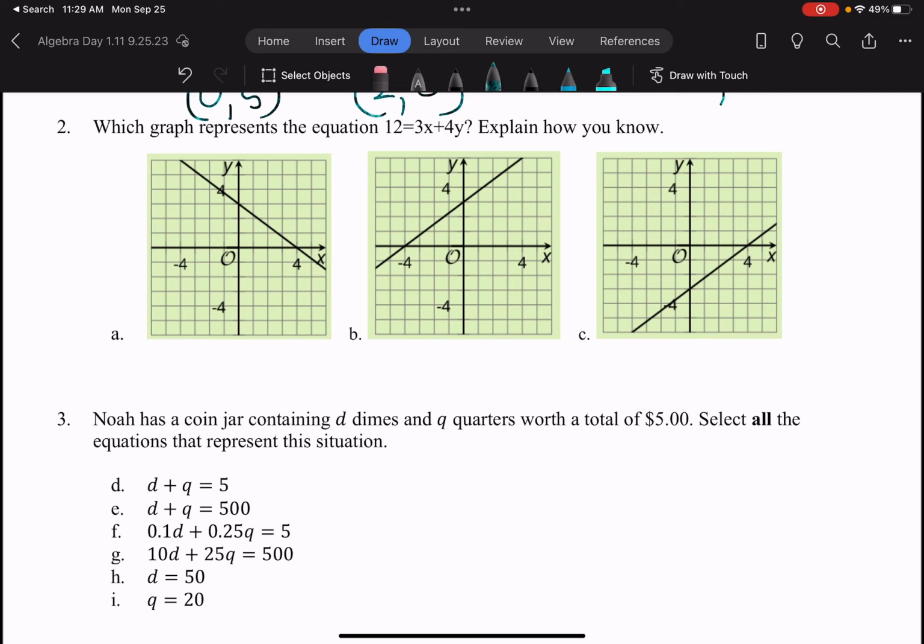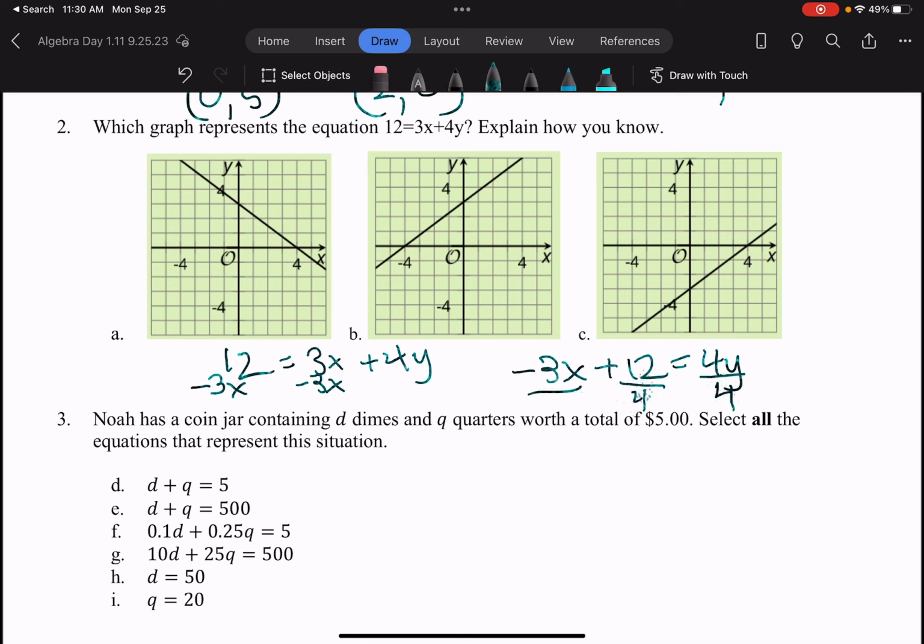Number 2, which graph represents the equation 12 equals 3x plus 4y? Explain how you know. So let's go ahead and put this in slope-intercept form. 12 equals 3x plus 4y. I want the y to be by itself, so I'm going to subtract 3x from both sides. And remember, we can write this as negative 3x plus 12 equals 4y. Again, you could write that as 12 minus 3x. That's also acceptable, but we want that slope to be first. Now I'm going to divide everything by 4, and we get negative 3/4 x plus 3 equals y.